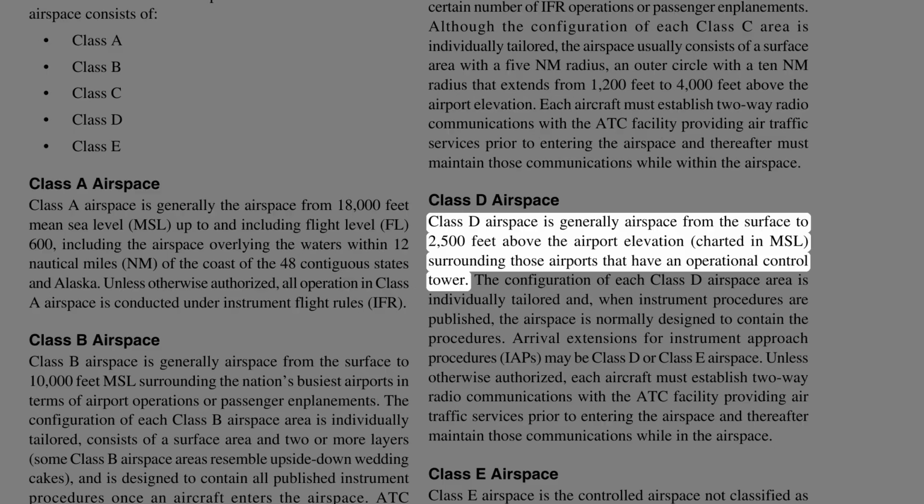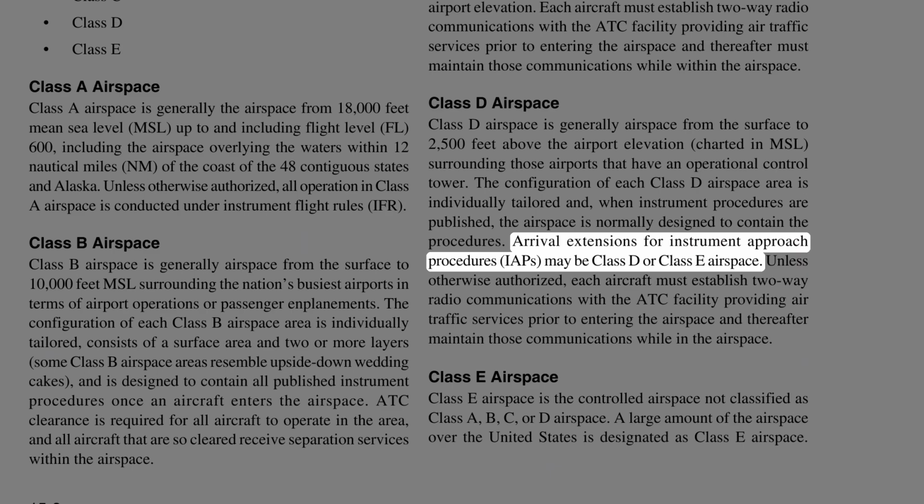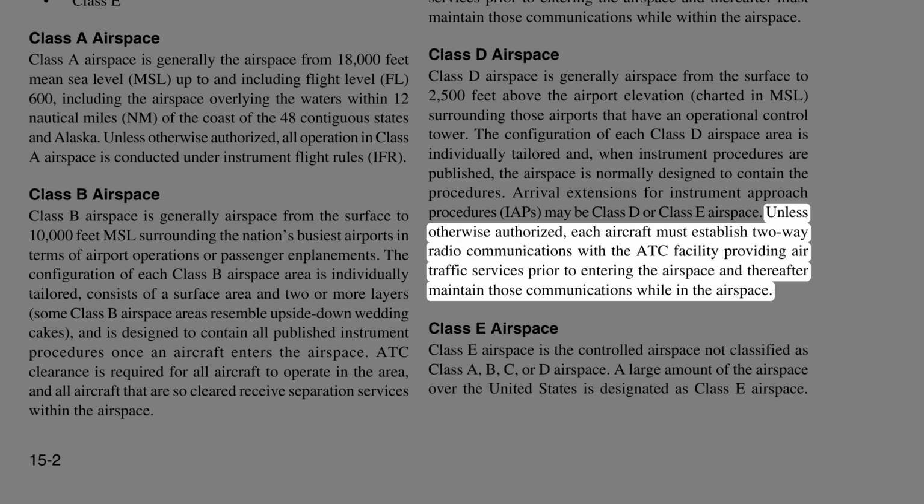Class D airspace. Class D airspace is generally airspace from the surface to 2,500 feet above the airport elevation, charted in MSL, surrounding those airports that have an operational control tower. The configuration of each Class D airspace area is individually tailored and, when instrument procedures are published, the airspace is normally designed to contain the procedures. Arrival extensions for instrument approach procedures, IAPs, may be Class D or Class E airspace. Unless otherwise authorized, each aircraft must establish two-way radio communications with the ATC facility providing air traffic services prior to entering the airspace and thereafter maintain those communications while in the airspace.